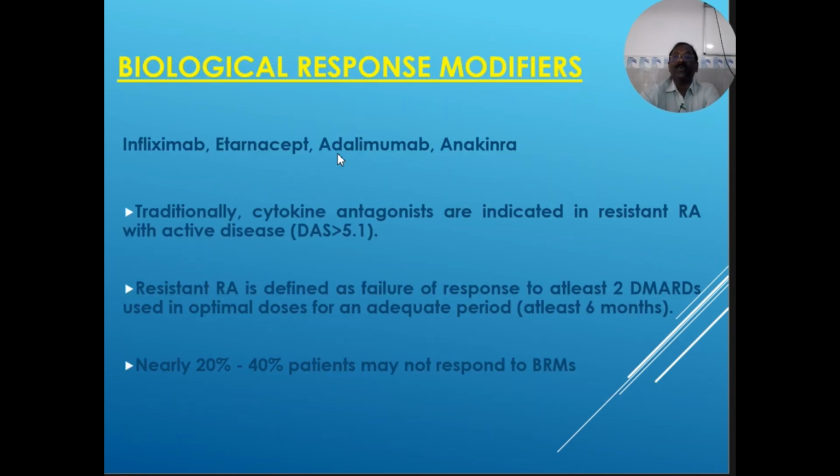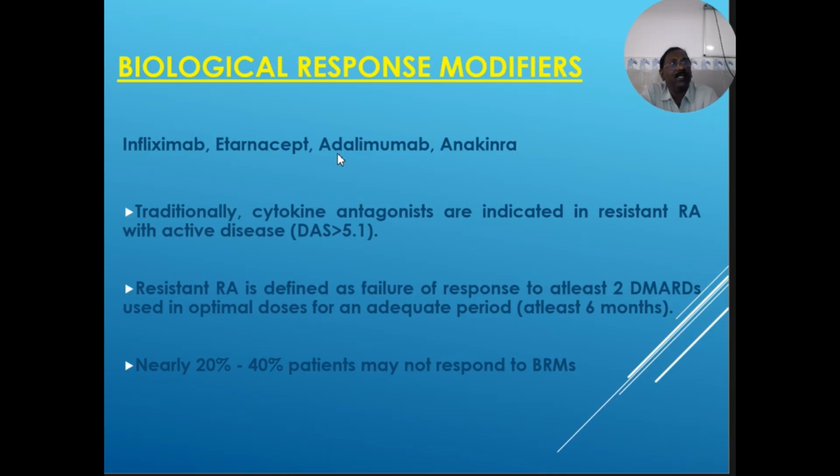Biological response modifiers. Infliximab, excellent drug. Adalimumab, superb drug. Etanercept, that is also available. But my favorite drugs are infliximab and adalimumab. Earlier, each injection was available at a cost of 30,000 to 50,000. Now they are available at a cost of 5,000 to 8,000. Now a lot of people can afford to use adalimumab and infliximab.